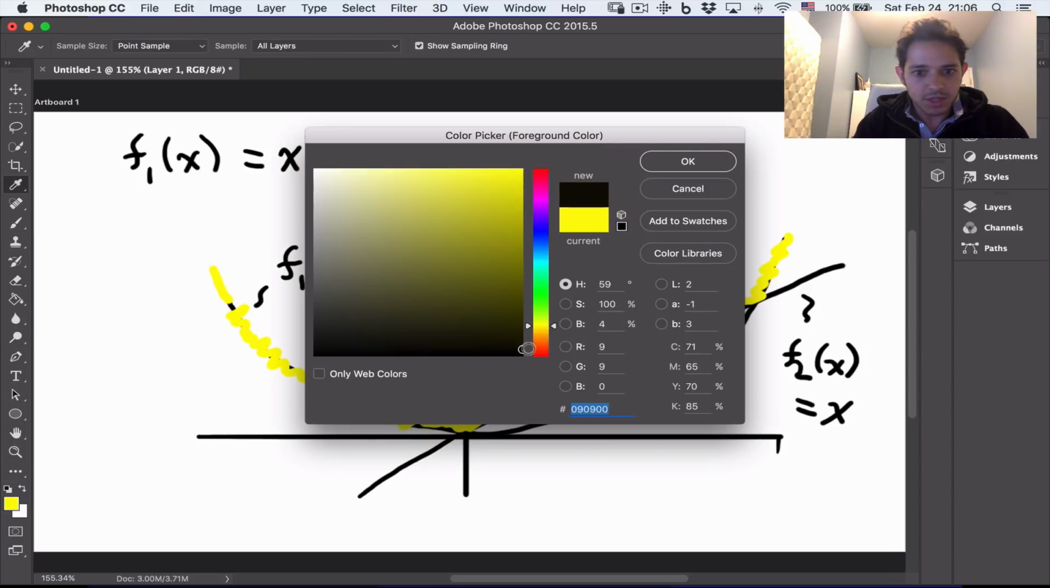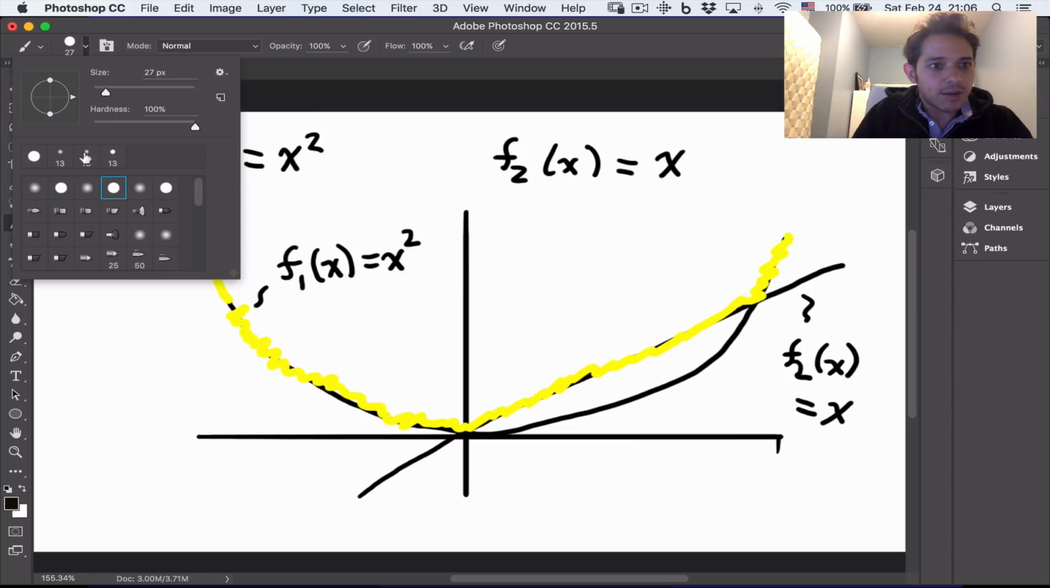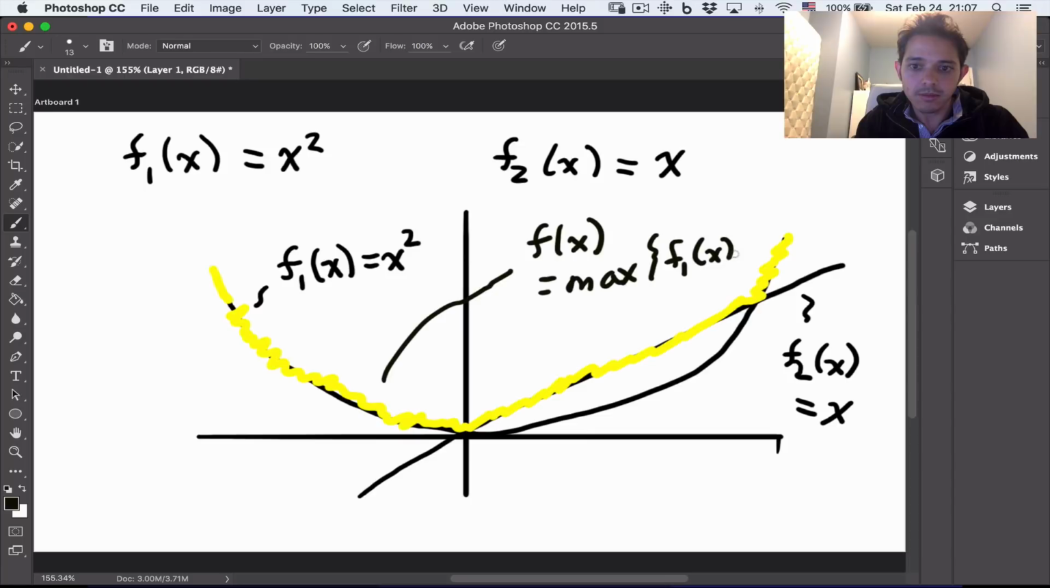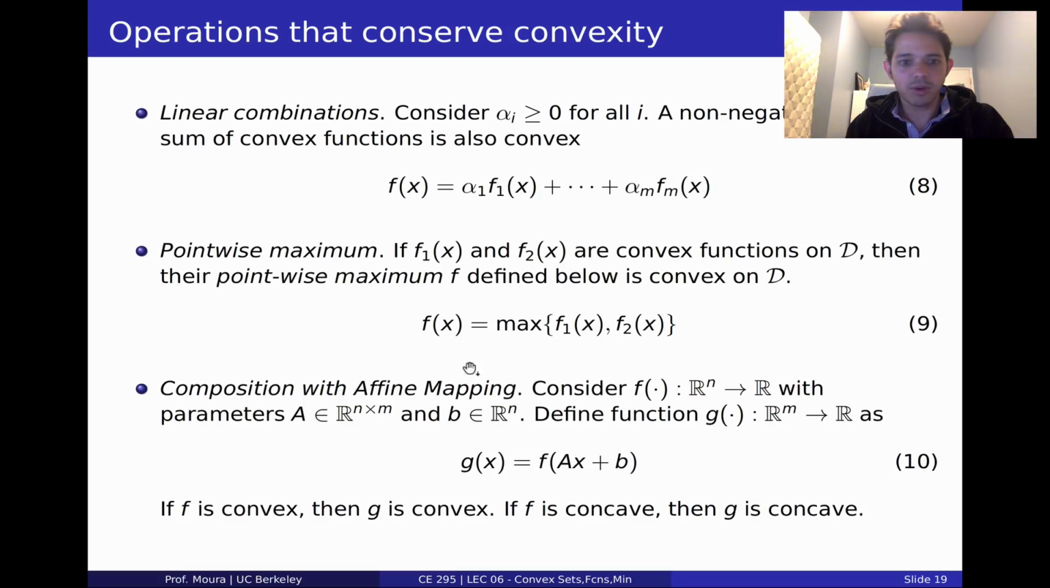So just to be super duper clear, let me now annotate that this yellow part is the pointwise maximum of two convex functions, f1 and f2. Alrighty, so that is the pointwise maximum function. That is a convex function if the component functions f1 and f2 are convex functions over D.